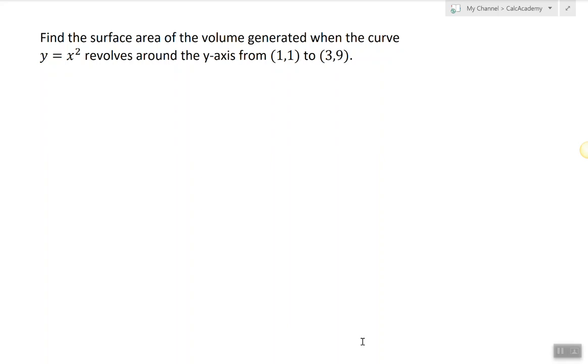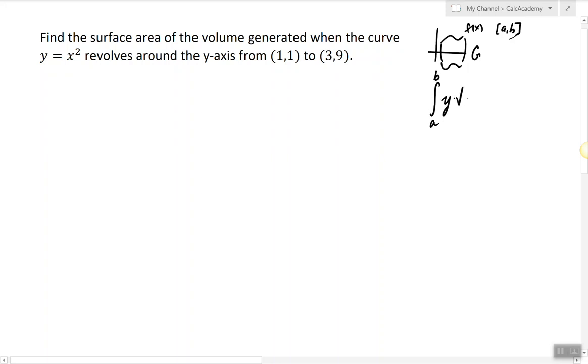In this video, I will show how to find the surface area of a solid of revolution. And before we start, let's recall the formula for the surface area of a solid obtained by revolving a piece of a function on the interval from a to b around the x-axis. The formula is the integral from a to b of y times the square root of 1 plus the derivative of f squared dx, where y is the function.